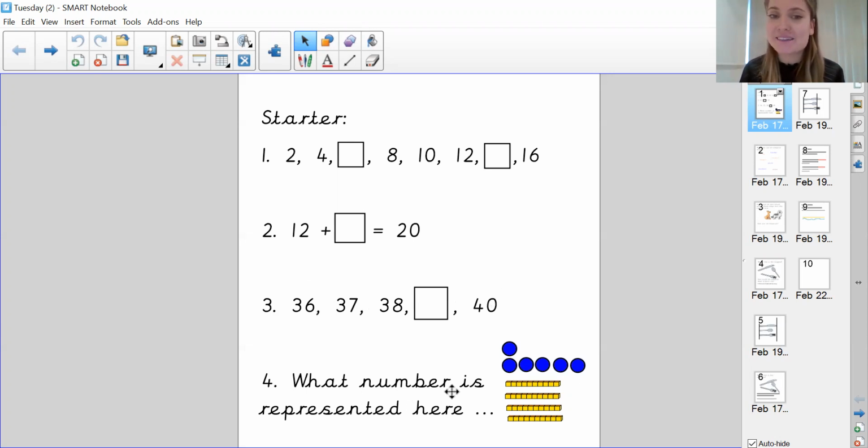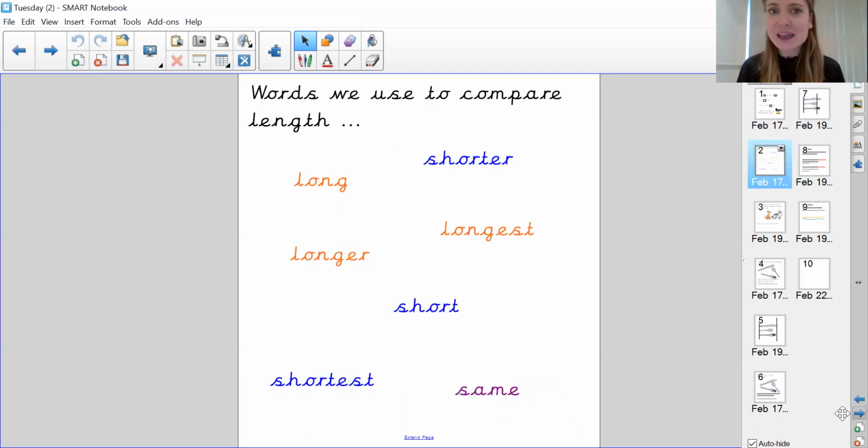And then at the bottom here it says, what number is represented here? Now remember, represented means shown. So have a look. You've got to count your 10s and your 1s. See if you can write down what number is shown there. So pause me now whilst you have a go at doing those questions. Okay, hopefully you paused me.